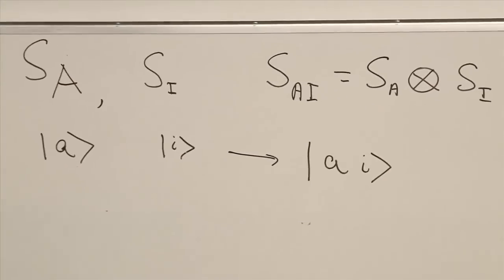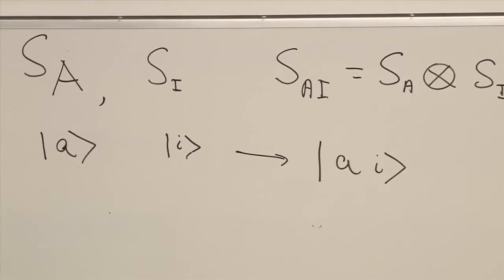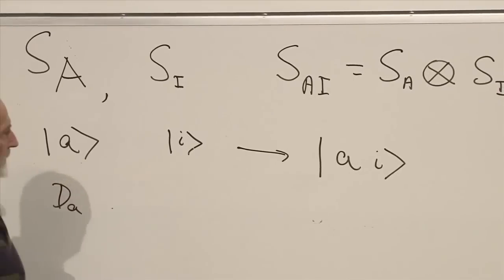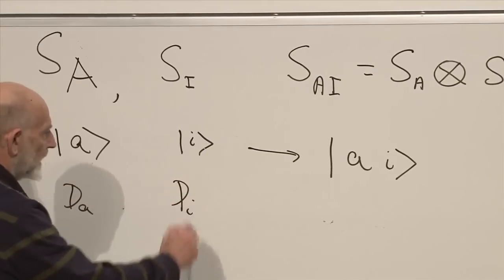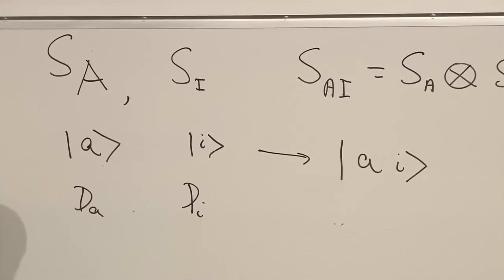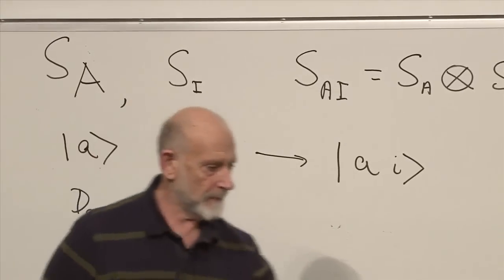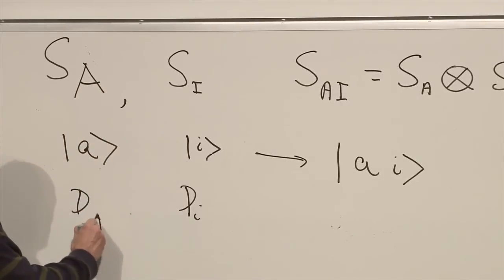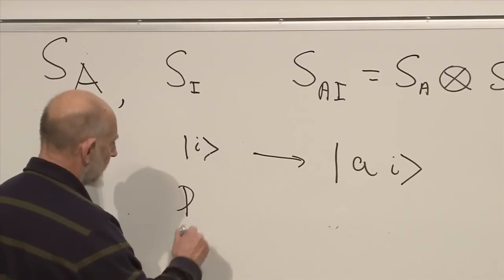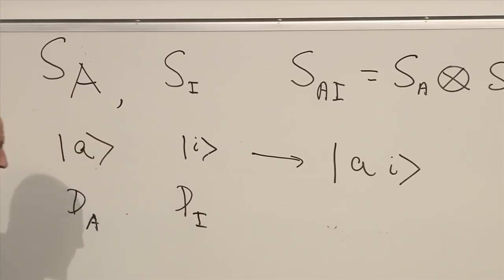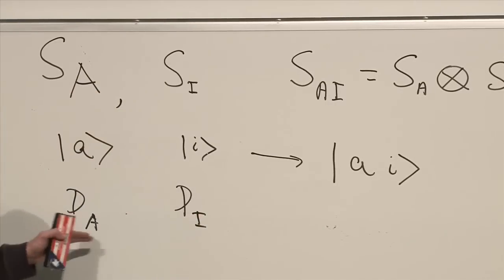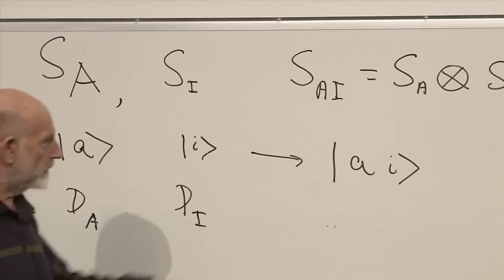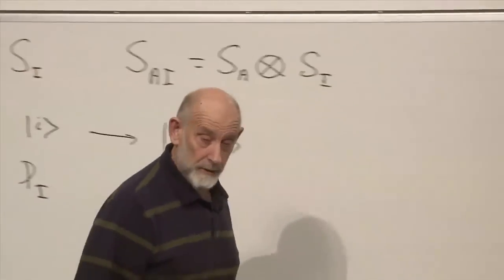Let's suppose the dimensionality of this space is D sub capital A, and the dimensionality of this space is D sub capital I. In other words, the number of orthogonal states of each one of these separately. Then what's the dimensionality of the tensor product?